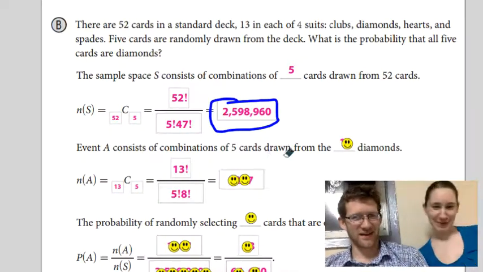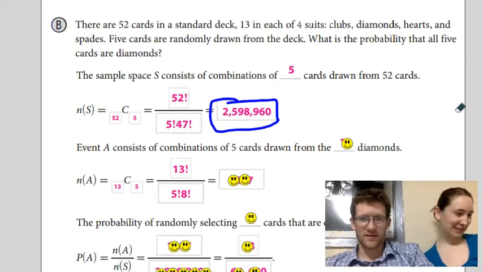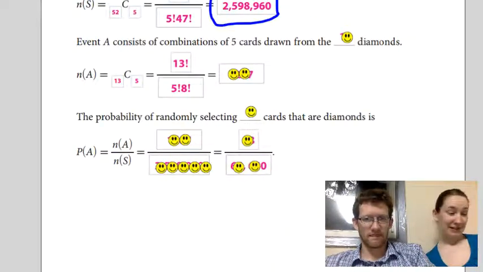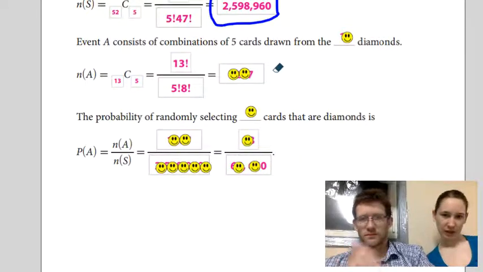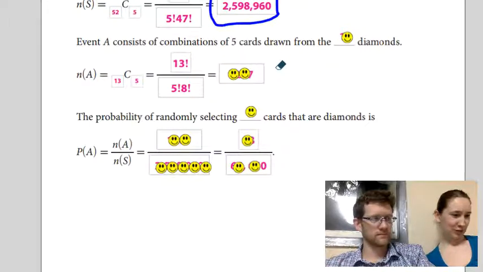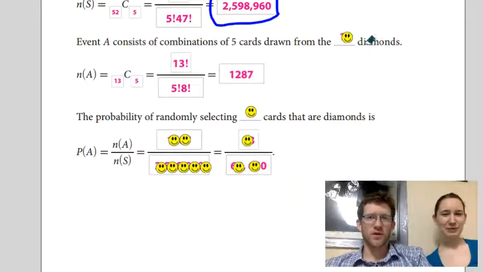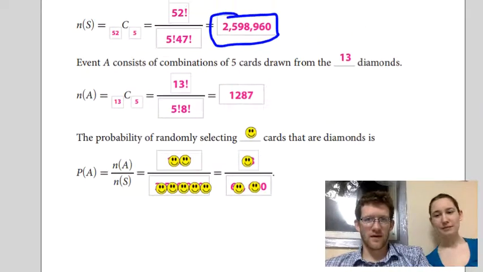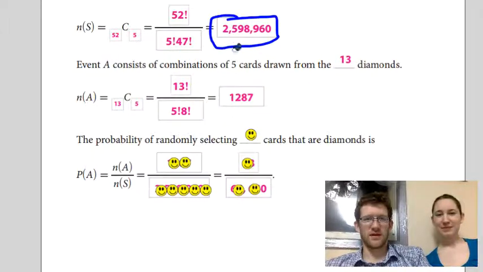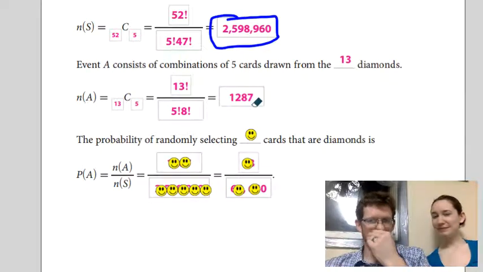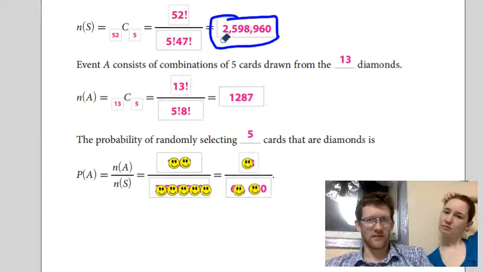So what's that come out to? Calculate quick. Go. 13 factorial divided by 5 factorial, divided by 8 factorial is 1,287. Yes. Good job. So we know that of these 2.5 million or so possible poker hands, 1,287 of them are all diamonds. So the probability of getting all diamonds is simply 1,287 out of 2.598 million.